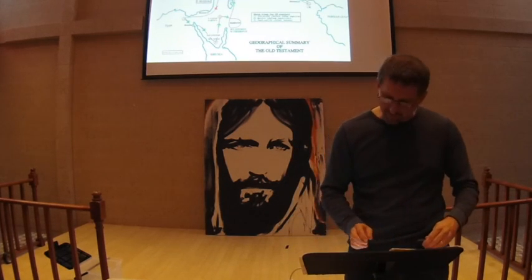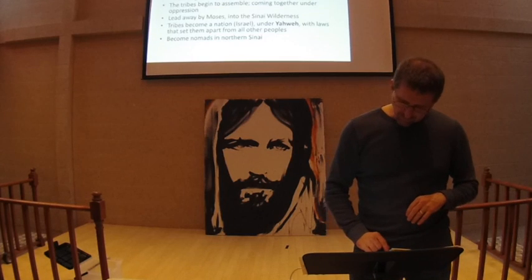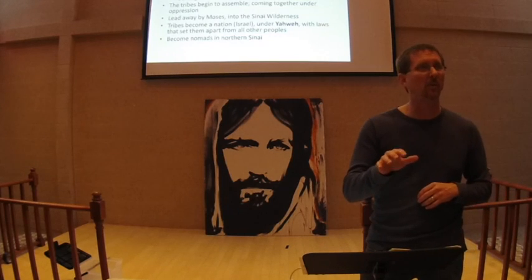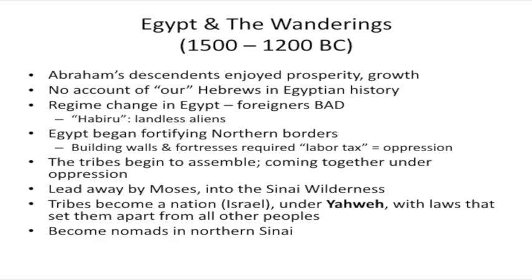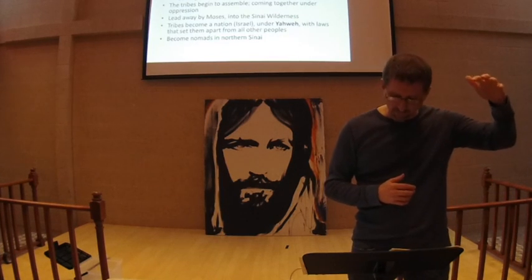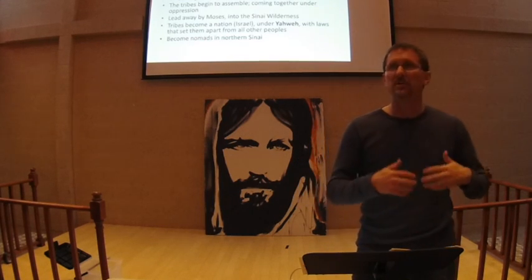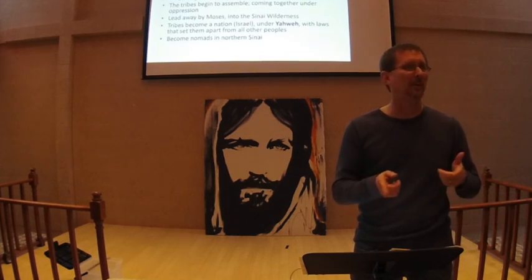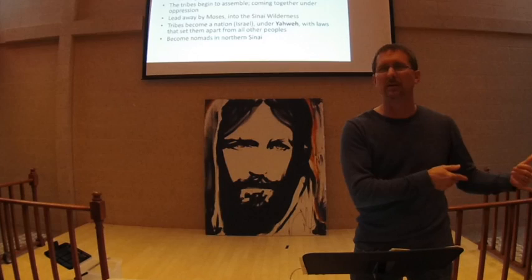Now, there's no reason to believe that they weren't there. We certainly know that there were Semitic people in Egypt, and there were other foreigners. And there was a time that we know where the Egyptian leaders called these people Habiru. They were landless aliens. We don't want your kind here was kind of the way that they thought about these foreigners living in their land. So we do know from history that the Egyptians began to fortify their northern borders. They built walls and fortresses, and then they eventually required a labor tax, which is probably what we know then with the Hebrew people in Egypt.